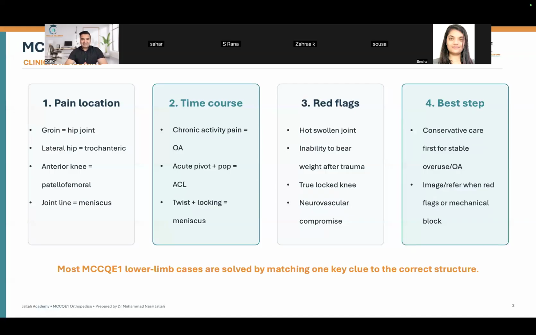If someone says that the lateral part of my hip hurts, most likely it is trochanteric in origin. If someone says I have knee pain, and when you ask which part of the knee, they say anterior, and it is usually a young adult or an athlete, then think about patellofemoral. In terms of location also, if the meniscus is involved or damaged, usually the patient will have pain in the knee, at the joint line.